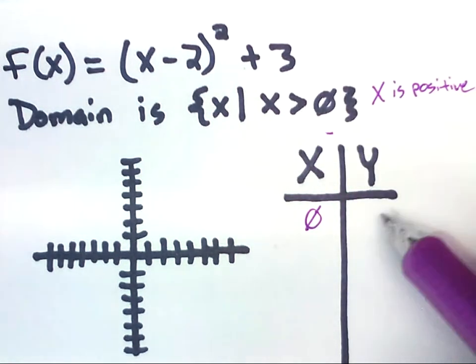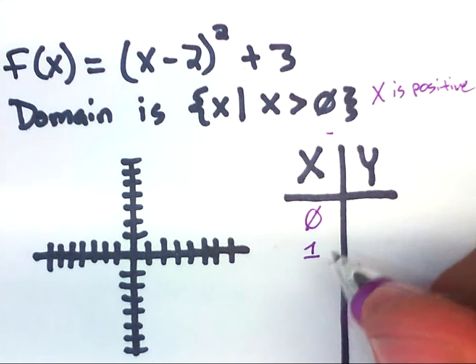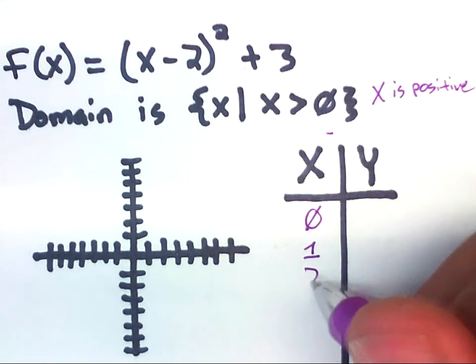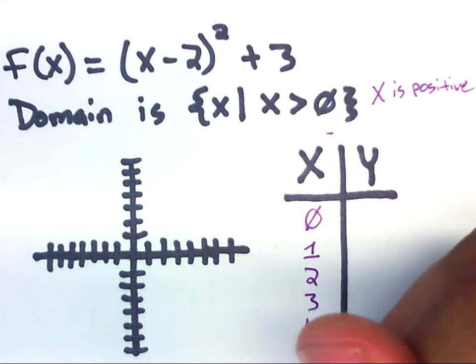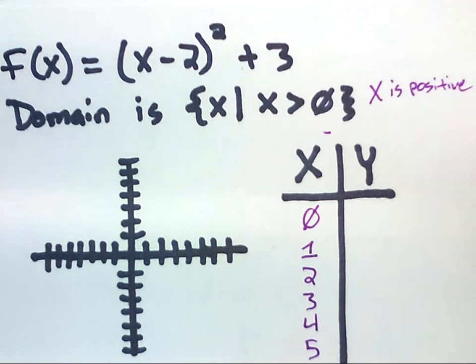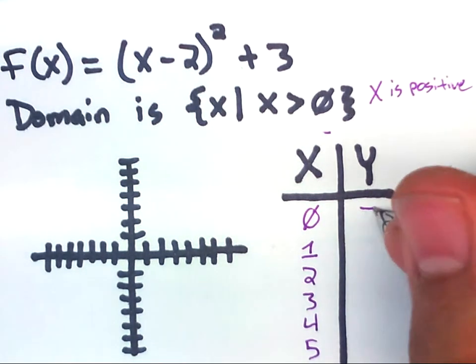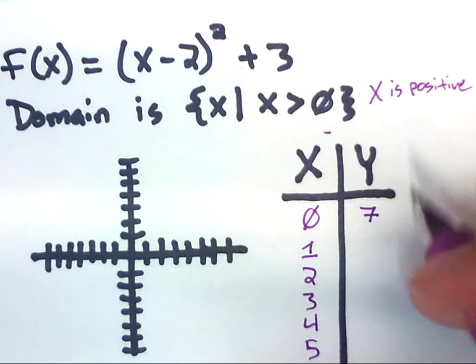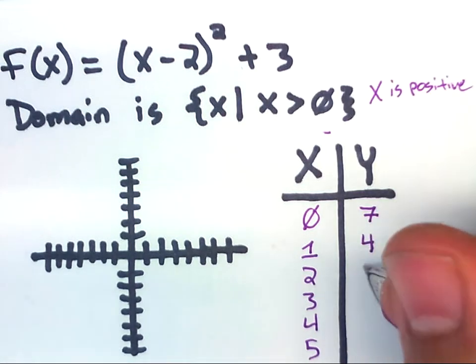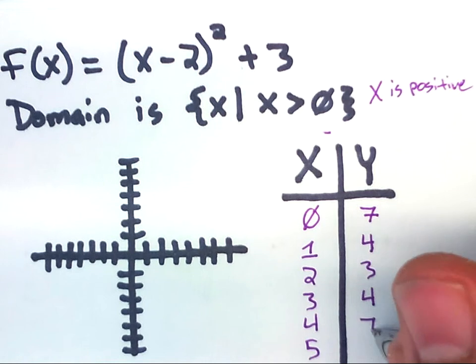So whatever value I get, it doesn't matter. It's just kind of like a starting position for me to remind me where I should begin. So I went all the way down. Looks like I went to 5 on my little table. So when I plugged in 0, I ended up getting the value of 7. And then I plugged in 1, I got 4. I plugged in 2, I got 3. I plugged in 3, I got 4. And then I got 7 over here.